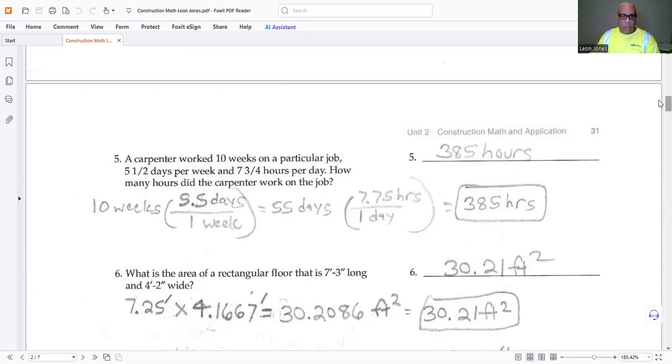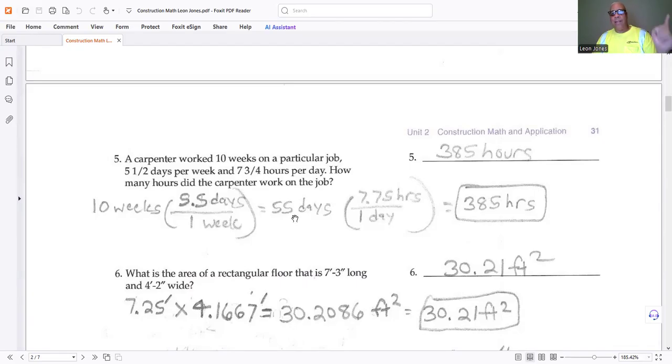So 10 weeks, 5.5 days. How many hours? What I did is I took 10 weeks by 5.5 days. Now I wanted to get days, so I converted, because they're working in weeks. 1 week equals 5.5 days. This is working days, not calendar days. So once I converted everything into days, I got 55 days.